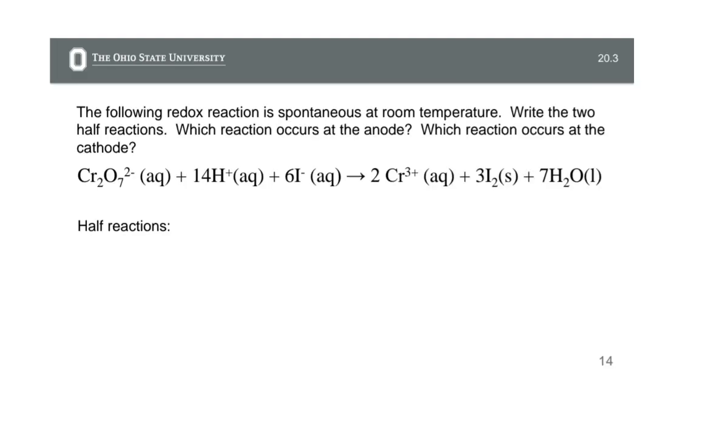So let's look at a redox reaction that is spontaneous at room temperature. We want to figure out what half reactions are happening, and then from there determine which half reaction occurs at the anode and which occurs at the cathode. So here's our redox reaction that we're going to work with. We have a dichromate combining with H+ and iodide to form chromium ion, iodine, and water.